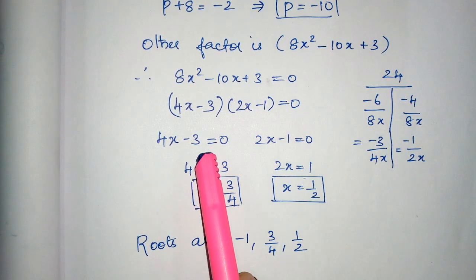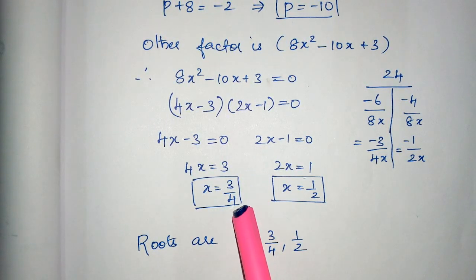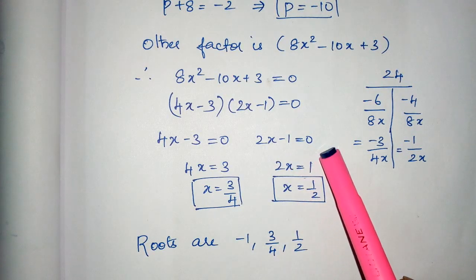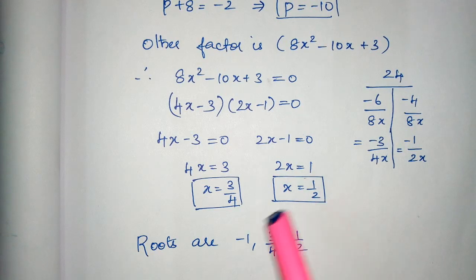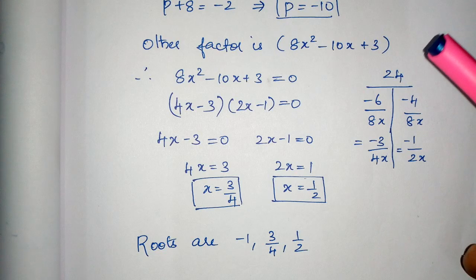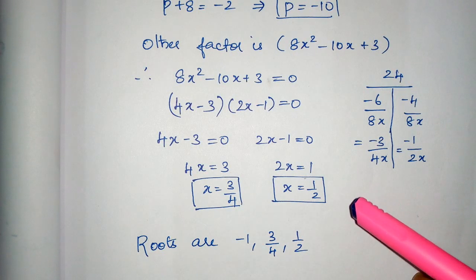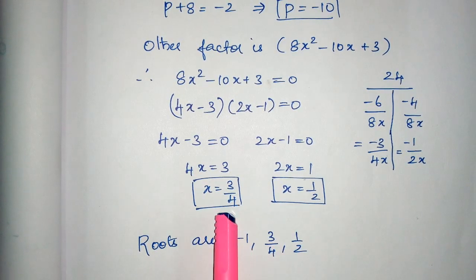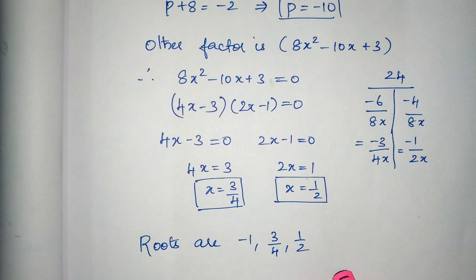So 4x minus 3 is equal to 0, 4x is equal to 3, x is equal to 3 by 4. And 2x minus 1 is equal to 0, 2x is equal to 1, x is equal to 1 by 2. So the roots are: this root is already found. We know that minus 1 is a root, which we found using the sum of the coefficients of even powers being equal to the sum of the coefficients of odd powers. So minus 1 is a root, 3 by 4 is a root, 1 by 2 is a root, and these are the required roots for this cubic equation. Thank you.